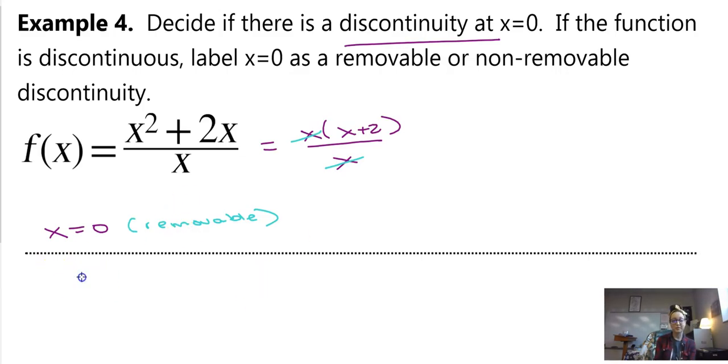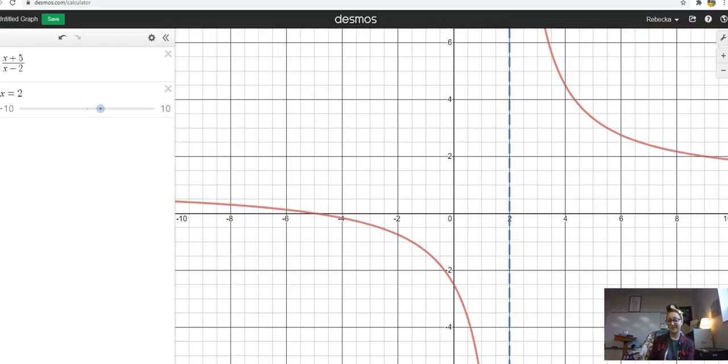Now, an example of a non-removable, if you want to write this, would be something like f of x equals x plus 5 over x minus 2, for example. So when I set the denominator equal to 0, I get that my discontinuity occurs at x equals positive 2. Notice there's nothing to factor. These don't cancel. x plus 5 is not the same as x minus 2, so this is going to be a non-removable discontinuity. And you can see that graphically here as well. I would have to pick up my pencil at x equals 2, and notice I cannot nicely patch up that asymptote, right? So this is a non-removable discontinuity at x equals 2.